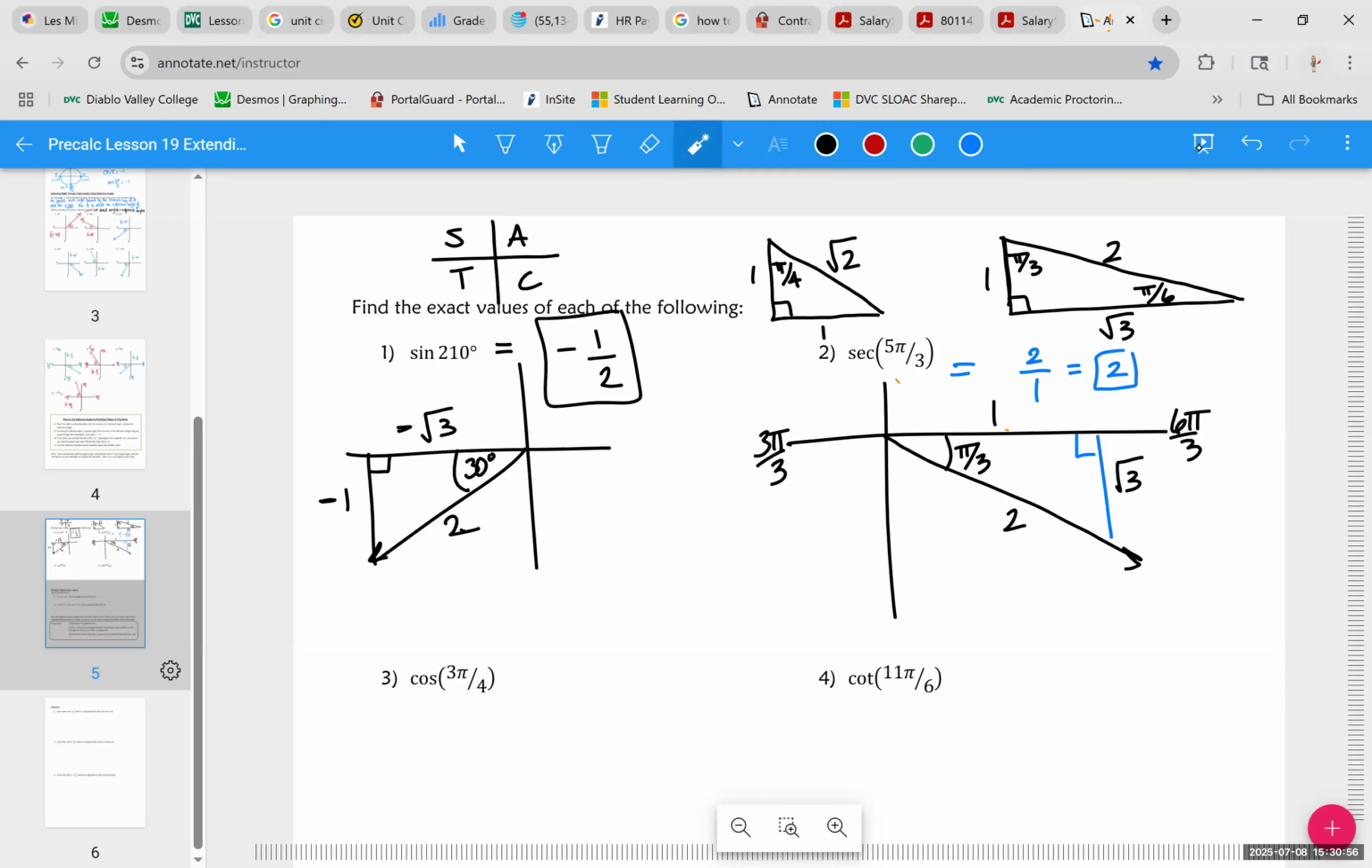Do remember, if you draw in the triangles, the x's and the y's could be negative. So in this case, this would have been negative because the y is down, but the hypotenuse is always considered positive.